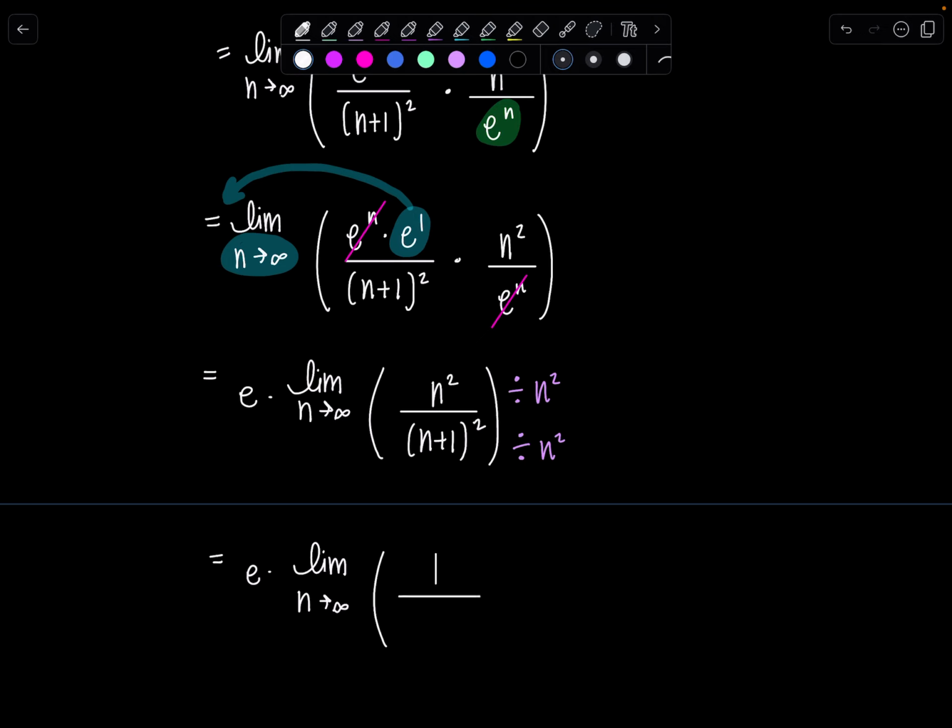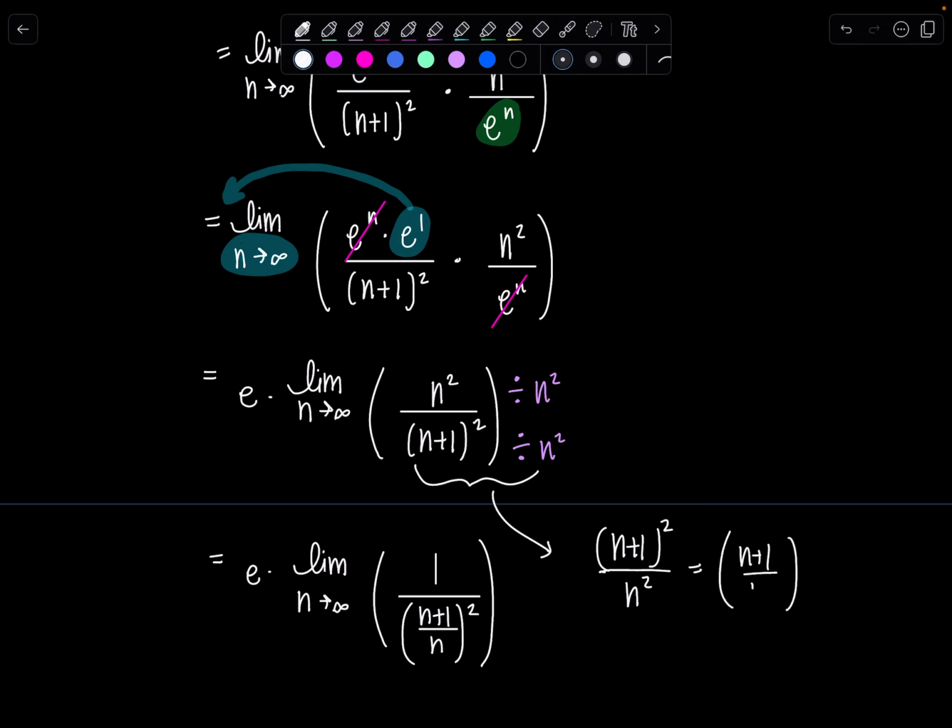Over, now be careful here. I have (n+1)^2 over n^2. So really that's (n+1)/n, all of that squared, yes? If you need me to show you the breakdown: when you have (n+1)^2 over n^2, you can regroup everything into one set of parentheses like so. And this is helpful for problems down the road to know to do this.